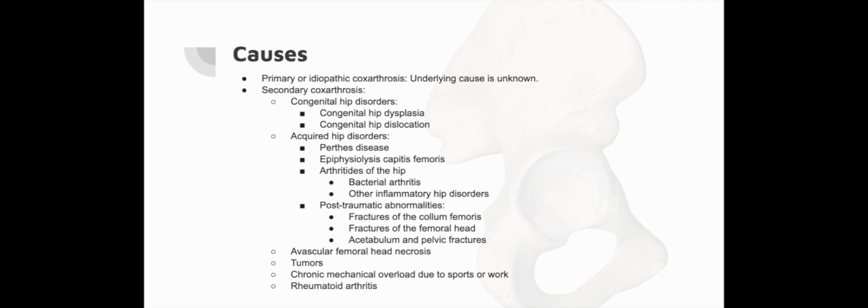Secondary coxarthrosis encompasses a range of factors, including congenital hip disorders such as dysplasia and dislocation, acquired hip disorders such as Perthes disease, epiphysiolysis capitis femoris, and various arthritides. Post-traumatic abnormalities arising from fractures of the collum femoris, femoral head, acetabulum, or pelvis, avascular femoral head necrosis, tumors, chronic mechanical overload due to sports or work, and rheumatoid arthritis.